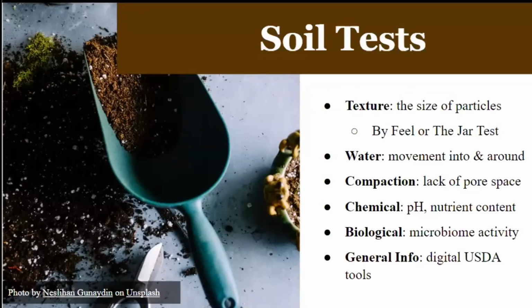So there's texture, which again is about the size of particles, which has a really big impact. It's not the only thing that's important, but it is pretty significant. You can do texture by feel, or you can do a jar test. Water movement, so how well can water get to your plants? How well is it getting into the soil in the first place? Is the soil really tightly compacted? So can your roots move through the soil at all?